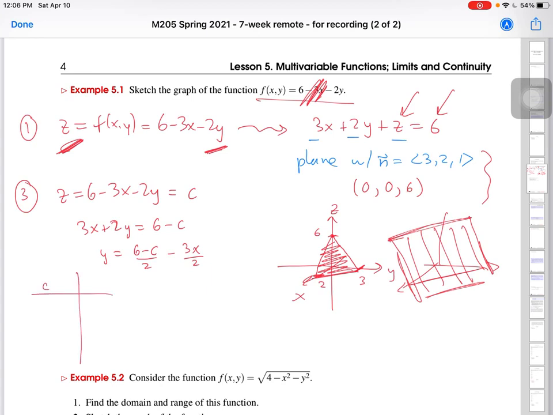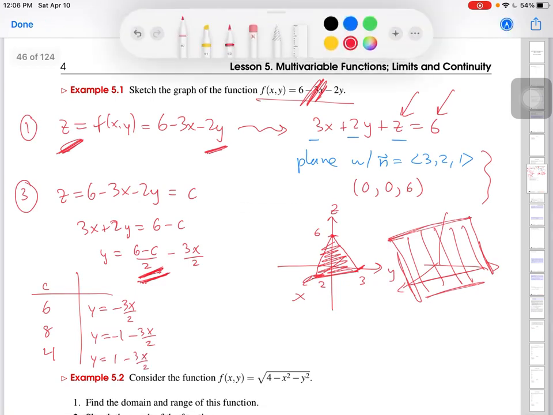So, for example, if c is 6, then this would be 0, and I just get the line minus 3x over 2. If c is 8, then this would be 6 minus 8, that's negative 2, divided by 2, negative 1, minus 3x over 2. And we'll do it one more. If c is 4, this would be 6 minus 4, which is 2, divided by 2 is 1, minus 3x over 2. Great, so then how would I plot this?